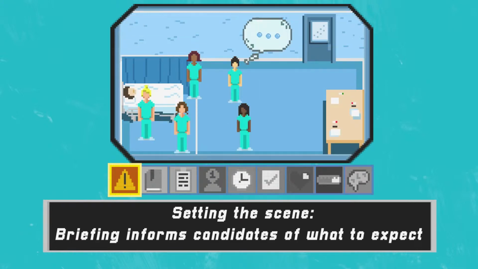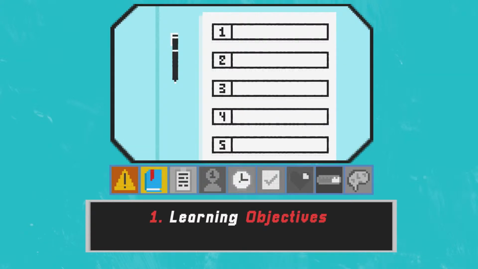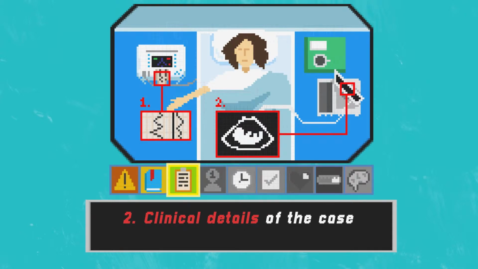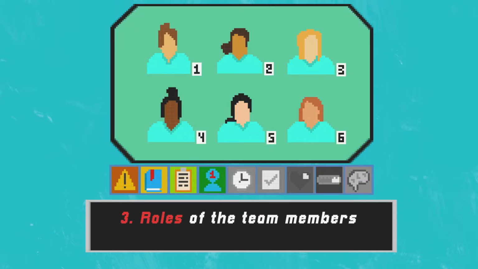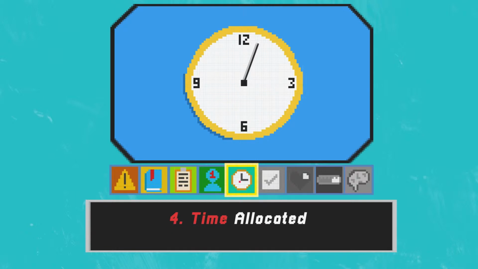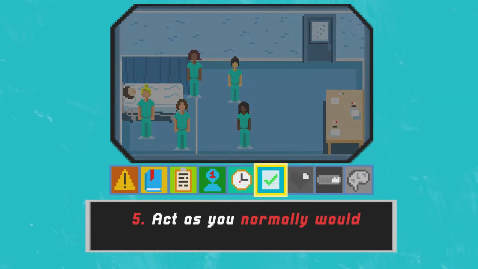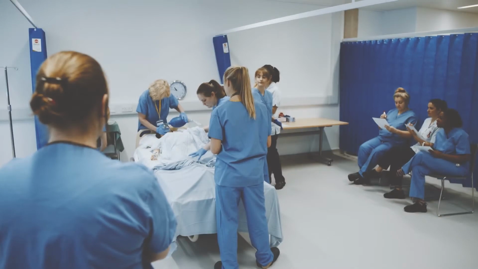Setting the scene. Briefing informs candidates of what to expect, assists them in achieving the learning objectives, and will help to reduce anxiety. The top 5 things to include in briefing should be learning objectives, clinical details of the case, roles of the team members, time allocated, and informing participants of the "act as you normally would" rule. All protocols and department policies should be followed as though they were in a real-life situation.